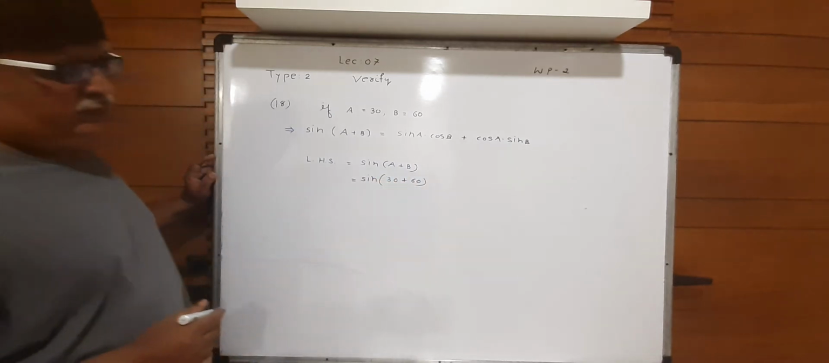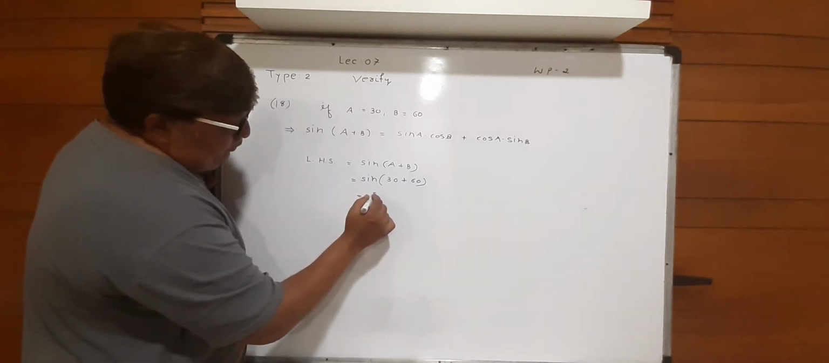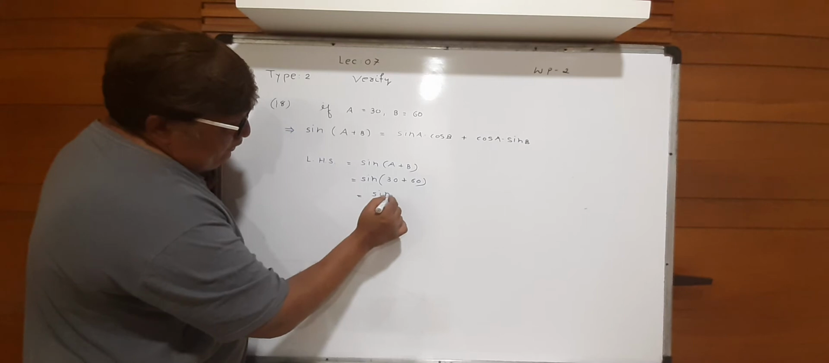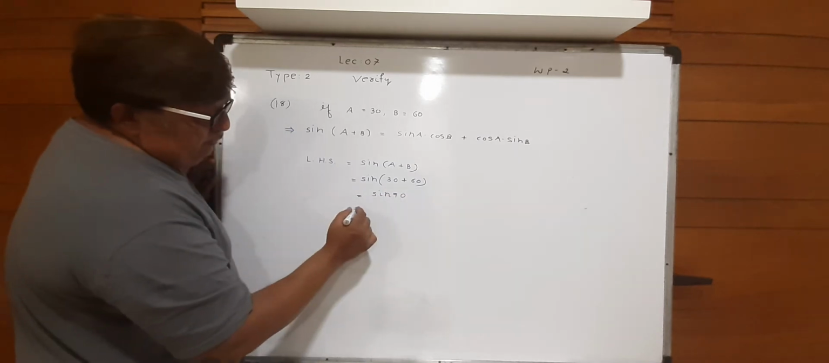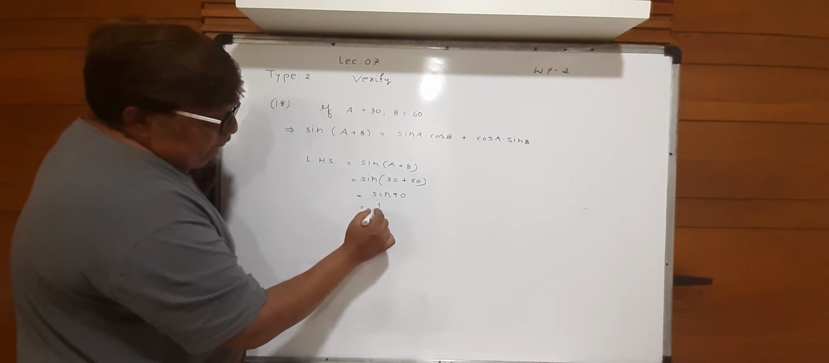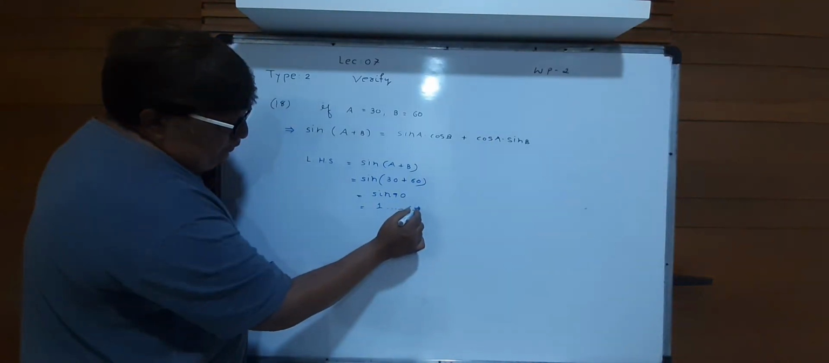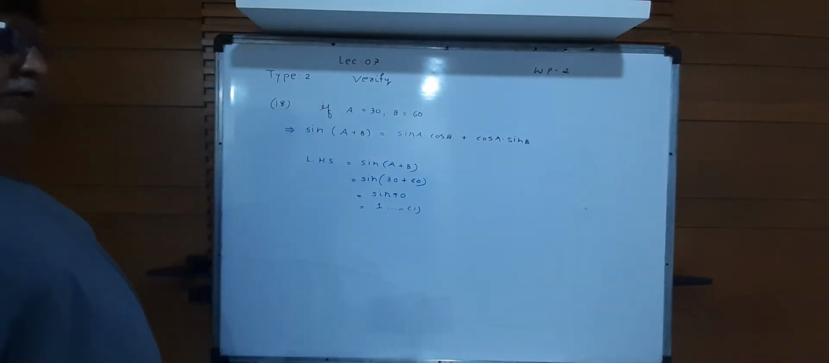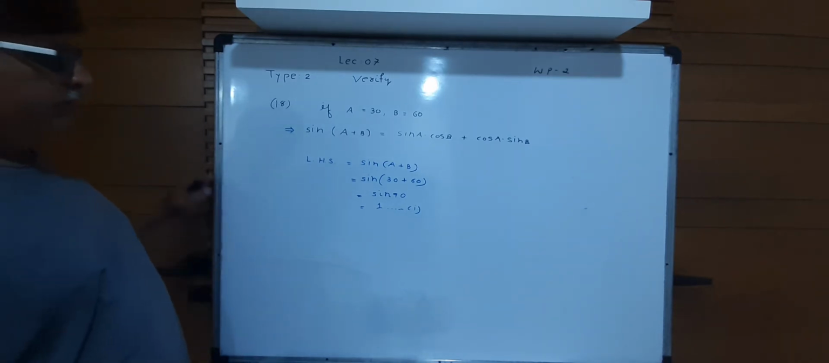30 plus 60. That's equal to sin(30 plus 60), that is sin 90. And what is the value of sin 90 from the value table? 1. So result number 1 you have got. LHS equal to 1 we obtained.